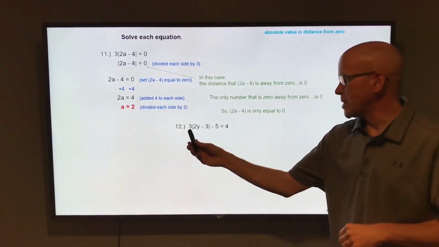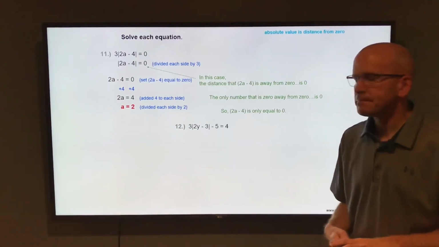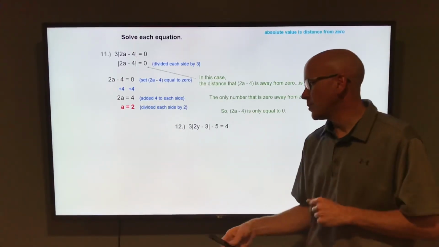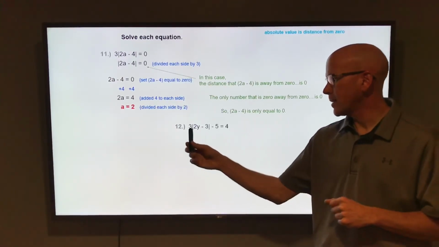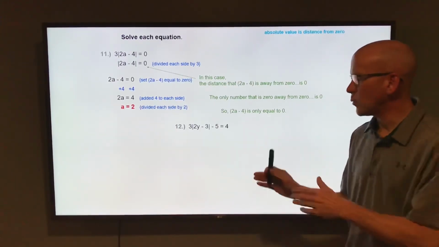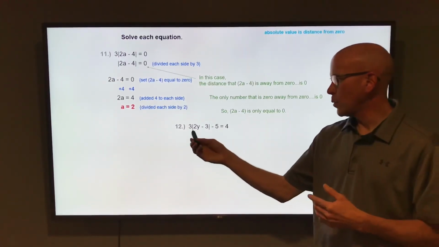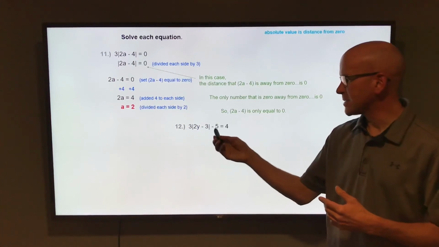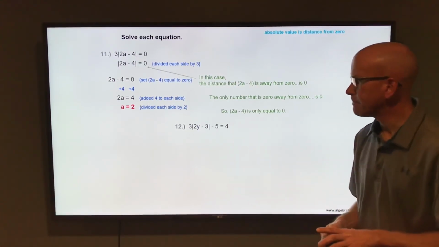Next equation, 3 times the absolute value of 2y minus 3 minus 5 equals 4. We have 2 things we have to move here. We have to move this negative 5 to the right side. We also have to move this 3 to the right side in order to get the absolute value by itself. If that absolute value was a z, it'd be 3z minus 5 equals 4. You'd move the 5 first, and then you'd move the 3.